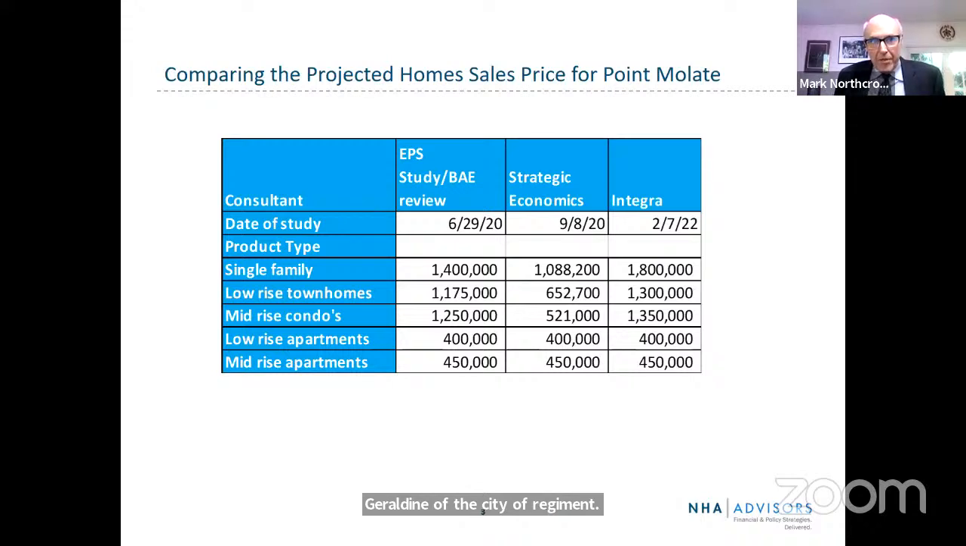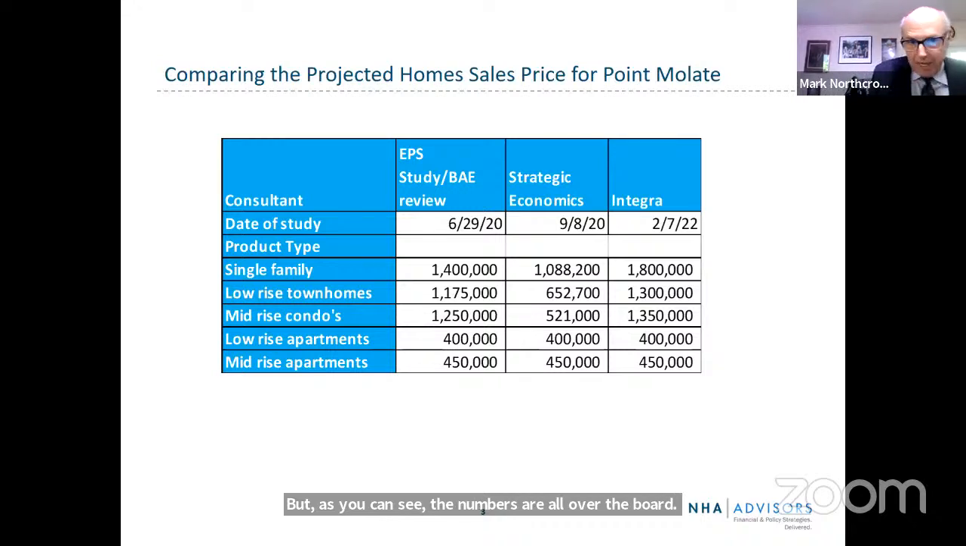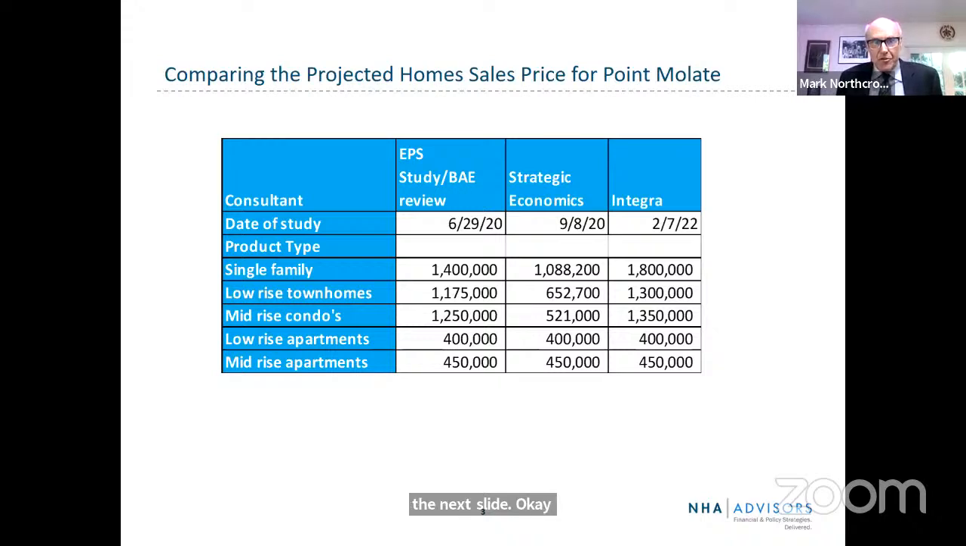Just a little background. This is the range on home sales prices from very reputable firms, all of them with good expertise in the area. Integra, however, is the only registered appraiser. So they do have a leg up in that way on the qualification side. But as you can see, the numbers are all over the board. And that certainly makes everyone's job here a little harder when you've got such a wide variety of opinions on what the homes in Point Melody would sell for. Any questions on this slide? If not, I'll go to the next slide. Okay, hearing none, next slide.